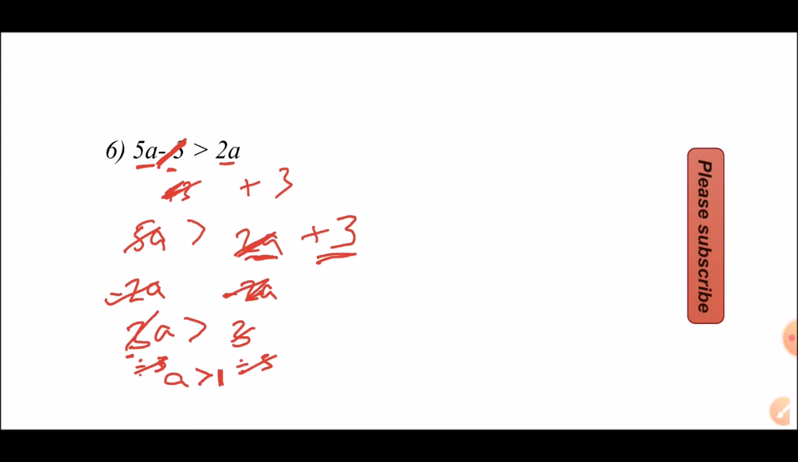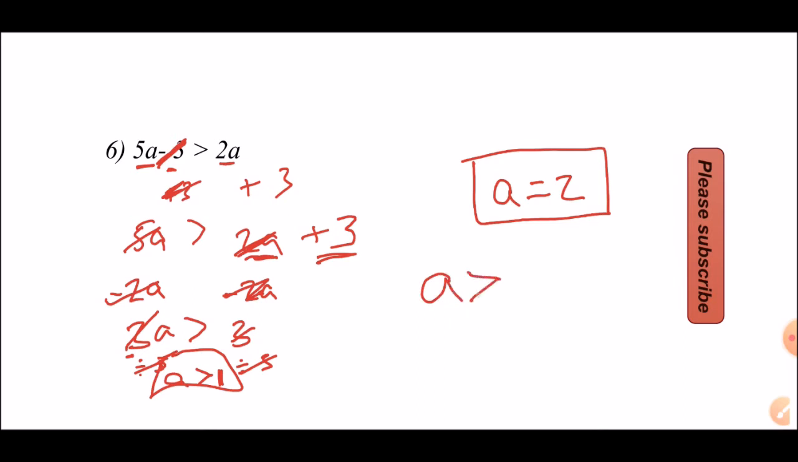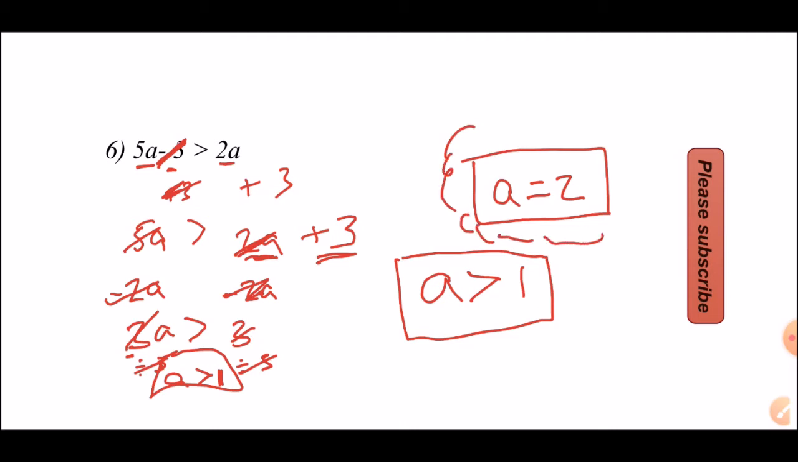Now if they asked you what's the smallest possible value of A, well, it can't be 1 because A has to be greater than 1. So the smallest possible value that A could be is 2, if they did ask you that additional question. But otherwise the answer is just A is greater than 1. I'll write a bit more neatly here. A is greater than 1. This is the answer. And this here is an additional question. What's the smallest integer that A could be? The smallest integer A could be is 2. A is equal to 2.